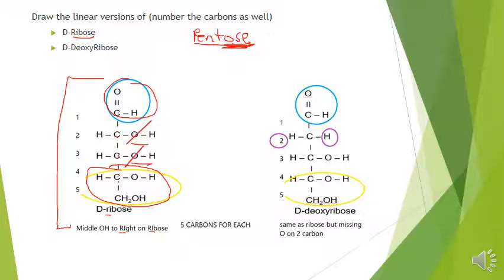Deoxyribose is just like ribose, but the second carbon is missing an O. That's why they call it deoxy. So if you draw this one first, you should be able to come up with this one.